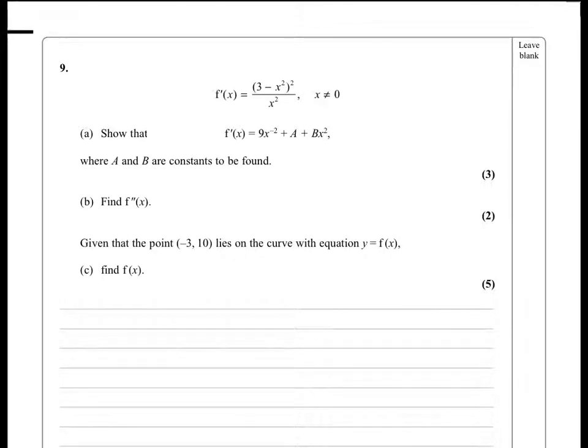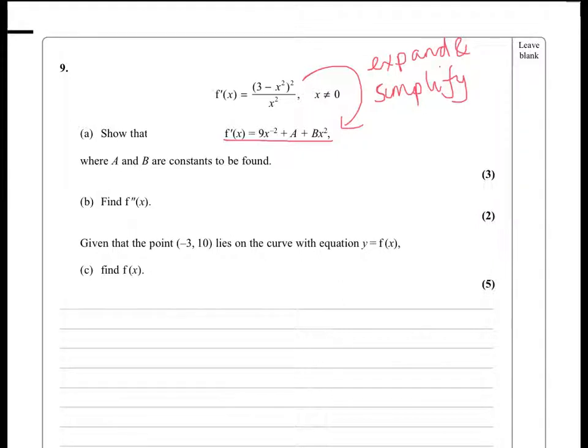Question 9. I've got an f dash of x, so this is a derivative, and when I look at this part here, the f dash of x, that means that I have to simplify it. But not just simplify, it's expand and simplify. So notice there that we're going to get 3 terms, and the reason it's asking us to do that is because the next part is the second derivative.